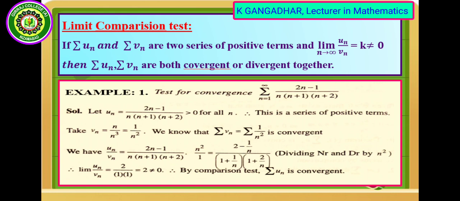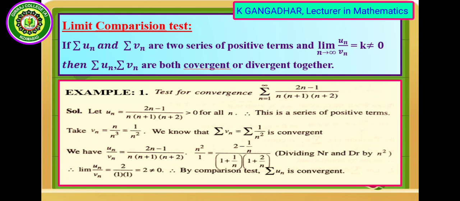So now here un is of the form 2n minus 1 by n into n plus 1 into n plus 2. First we find the limit of un. So limit un equals limit 2n minus 1 by n into n plus 1 into n plus 2. In the numerator, n is common, and in the denominator there are 3 n's. So one n cancels, leaving 1 by n square into something, which means the limit value of un is 0.